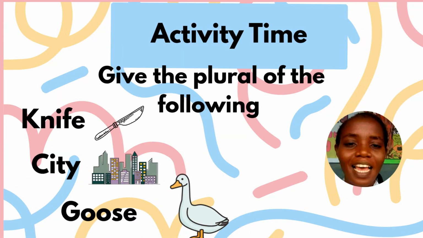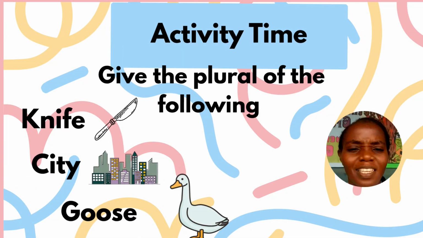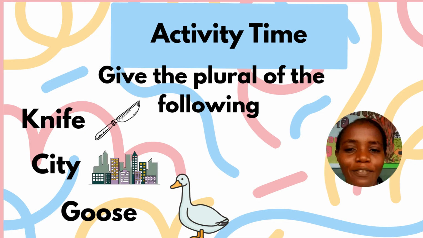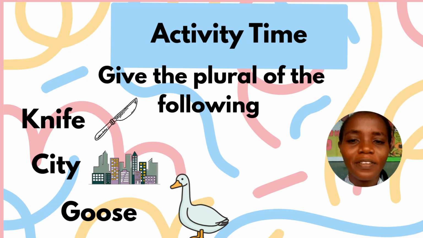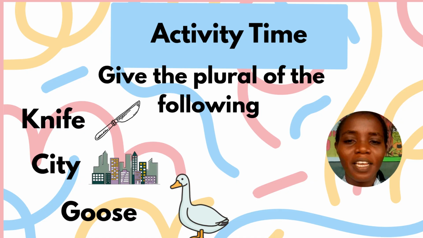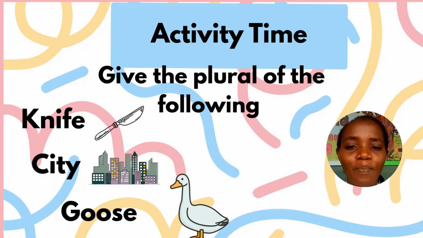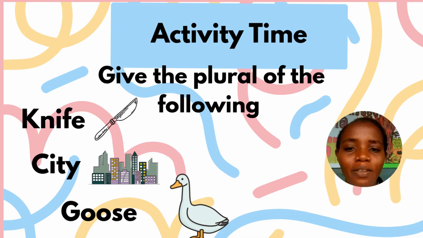It's activity time, champions. Give the plural of the following: knife, city, goose. Alright, the plural of knife is knives. We change the fe, as you know, to v and add es. The plural of city is cities. You change the y to i and add es. And the plural of goose is geese. You change the oo occurring together to ee, and that gives you geese.